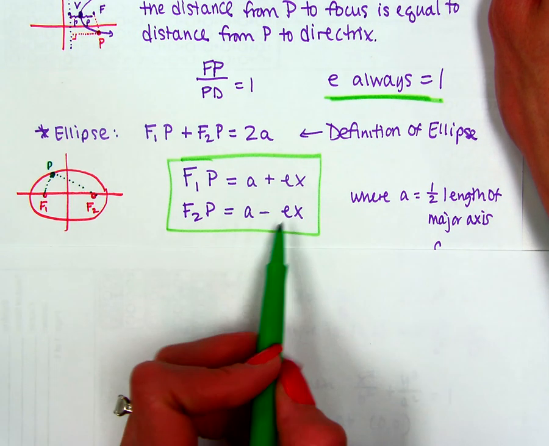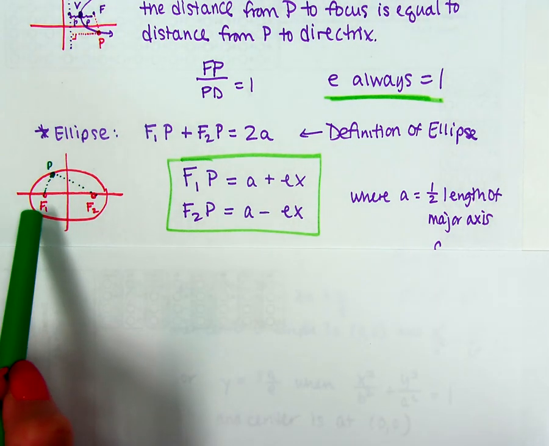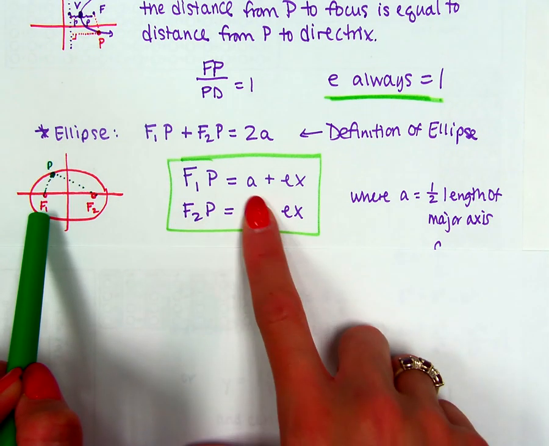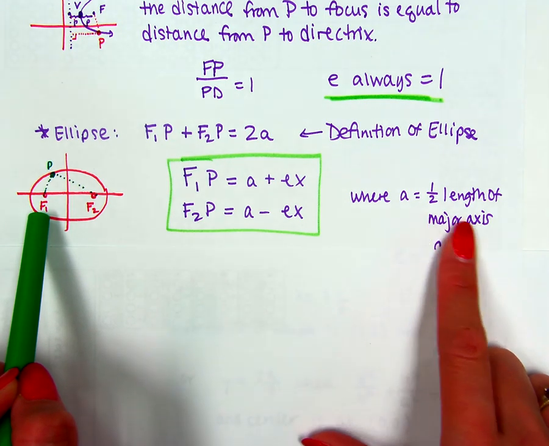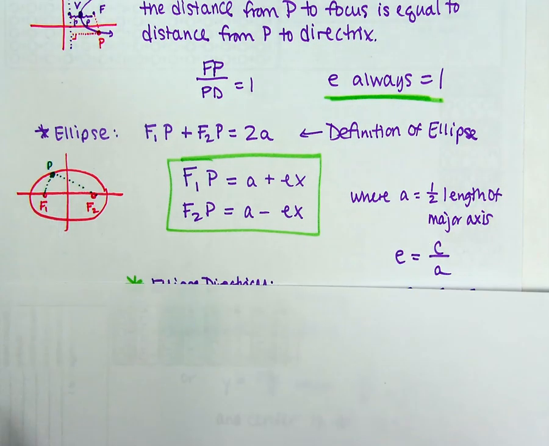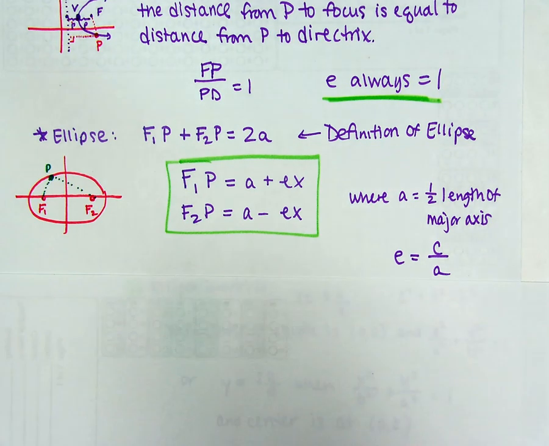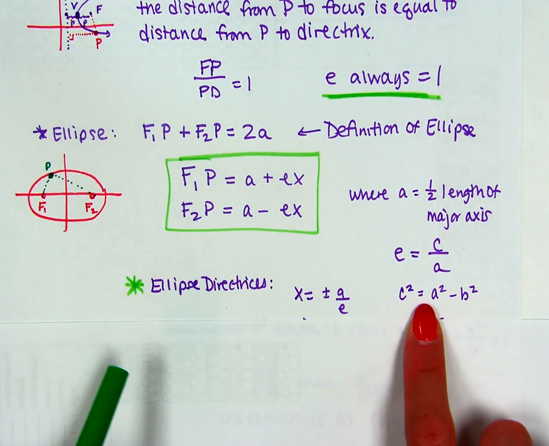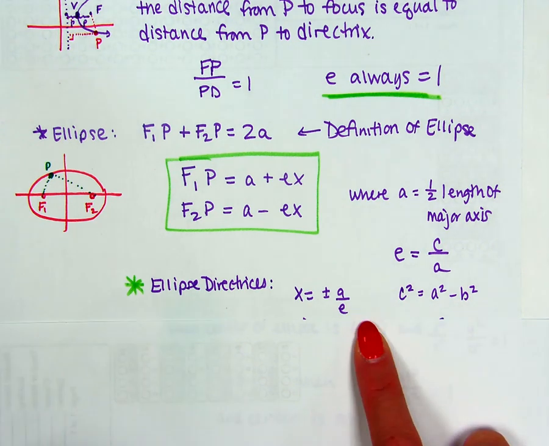All right, so these are two new formulas for you to know. The distance from any point to the first focus is going to be equal to a plus ex. Well, a is half the length of the major axis, right? It's also in this equation, this is our eccentricity equation, e equals c over a, and we know that c squared is equal to a squared minus b squared. All right, this will be new as well.